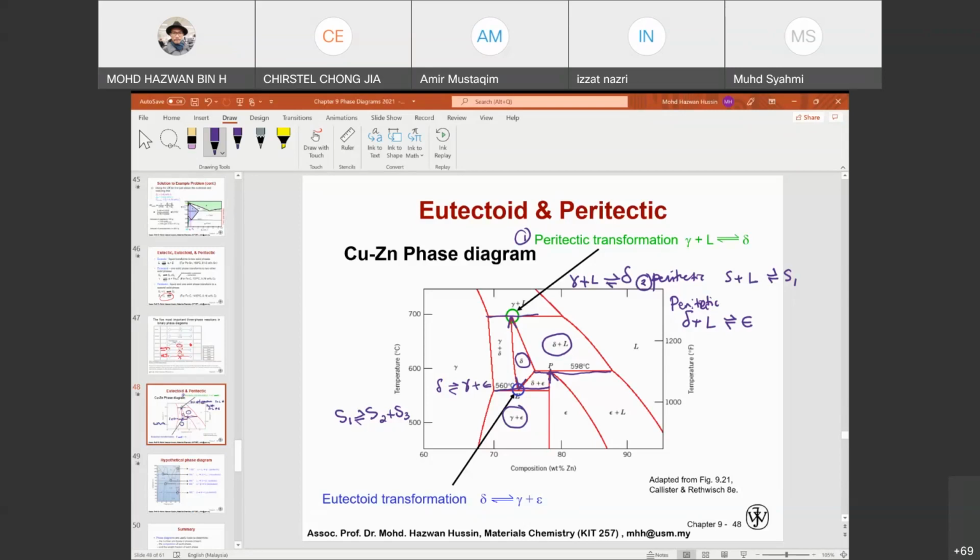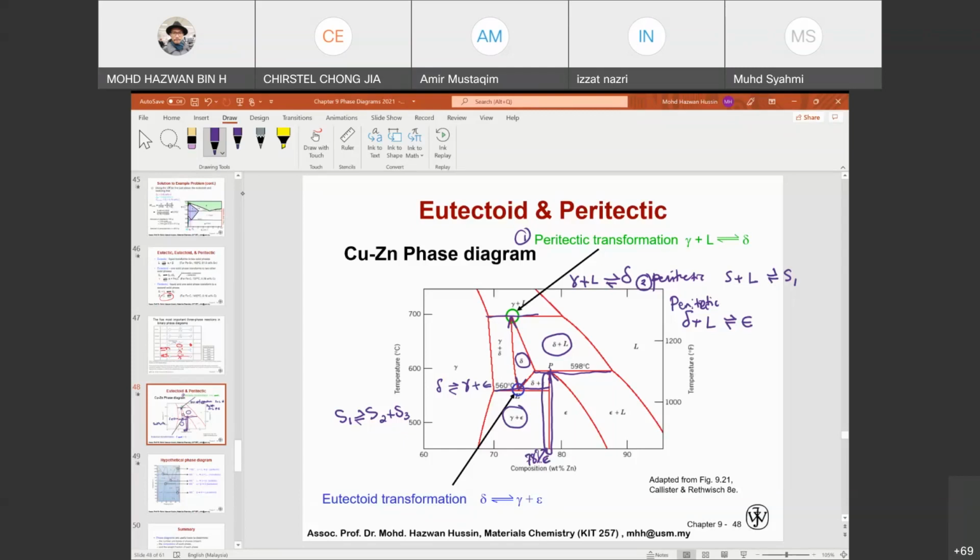So, the other thing that maybe we can discuss is intermetallic compound. You will see that over here we have one vertical line. Nampak tak? At around 70 something, maybe 78 or 79. So this is actually a formation of an intermetallic compound, epsilon.